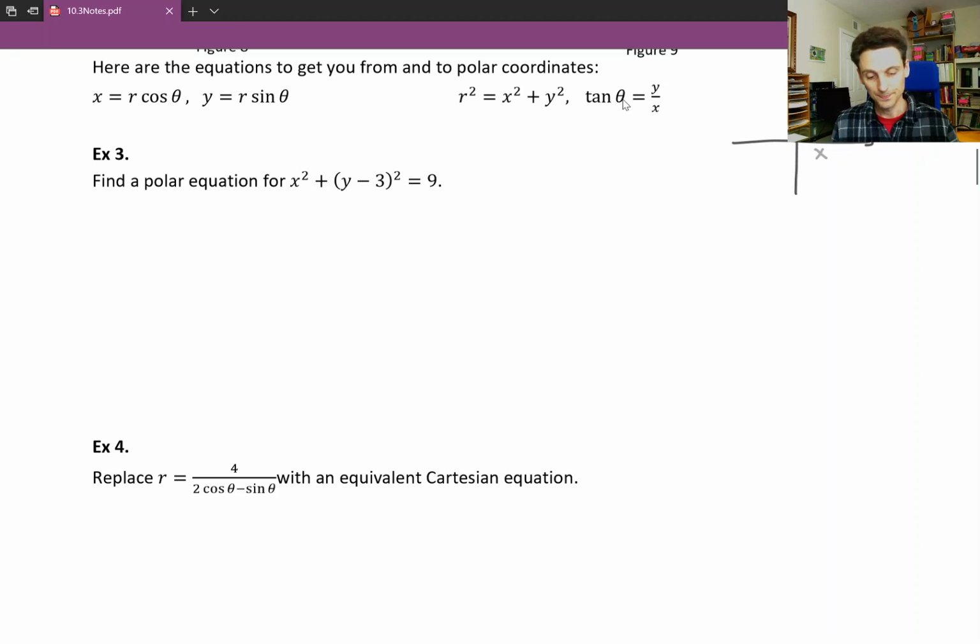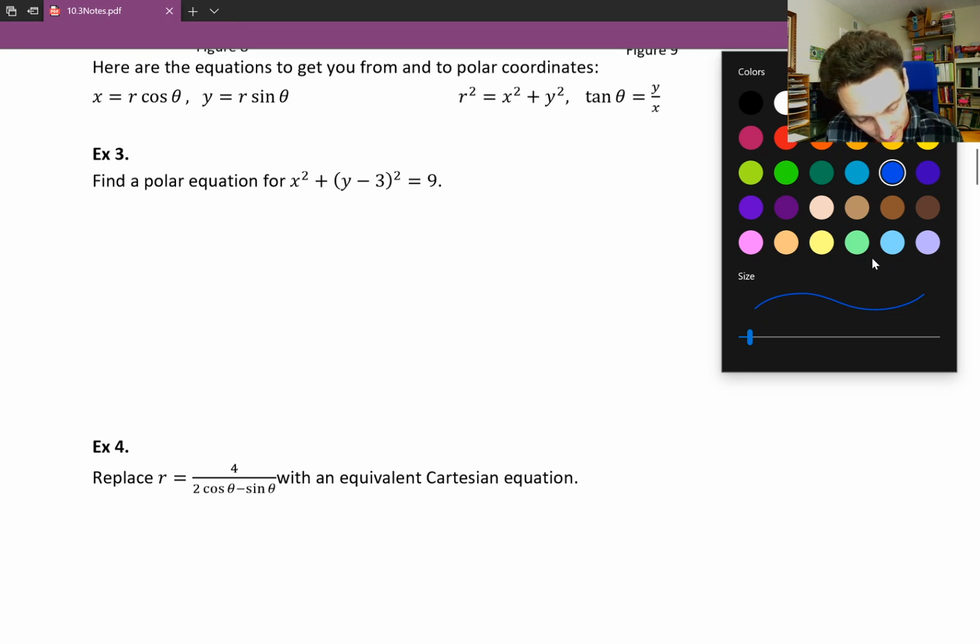For example 3, we're looking to take a Cartesian equation and convert it to a polar equation. So here we're not just dealing with a single point, but rather a whole equation that we're going to convert over. But we still use the same kind of formulas. In this case, we have a Cartesian equation. It has x's and y's. We can replace those x's and y's with r's and thetas using the first two equations.